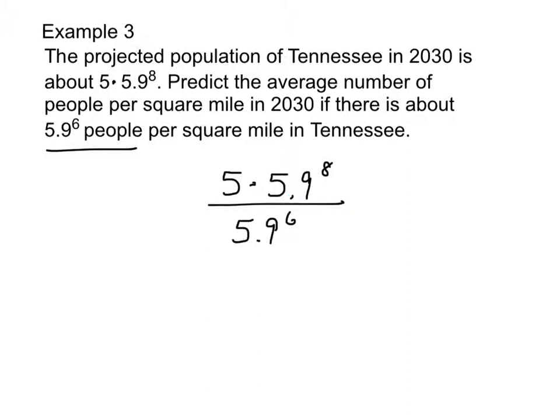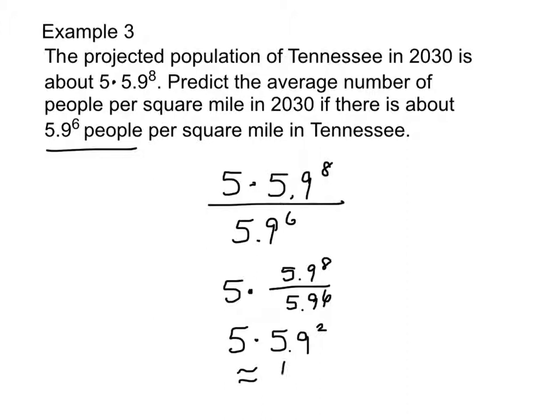So what you have to do is you're going to divide first. So it's going to look something like this. 5 times 5.9 to the 8th divided by 5.9 to the 6th. Well, 5.9 to the 8th divided by 5.9 to the 6th gives me 5.9 to the 2nd power because you subtract the powers. If you evaluated that, 5 times 5.9 squared gives you approximately 174 people per square mile in Tennessee in 2030.